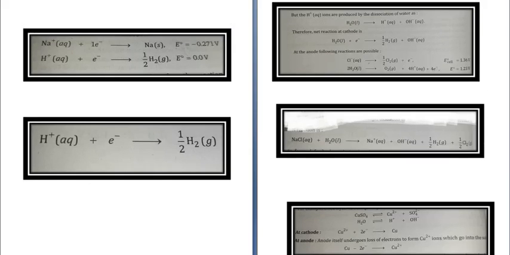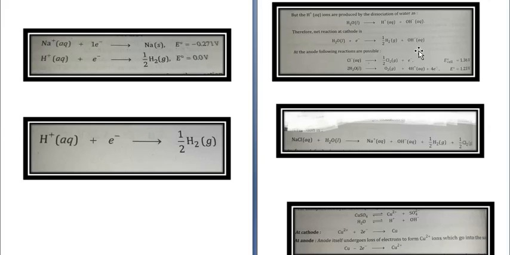But H+ ions are produced by dissociation of water. Water dissociates: H2O gives H+ and OH-, isn't it? Therefore, the net reaction at cathode will be H2O plus electron gives half H2 plus OH-.